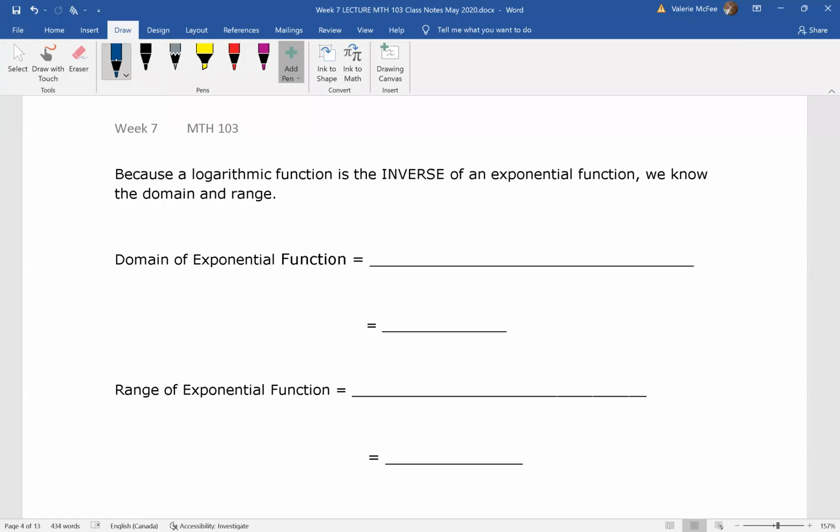Let's talk about the domain of logarithmic functions. Remember that logs are the inverse of exponential functions. We know the domain and range of log functions. The domain of an exponential function equals the range of a log function.